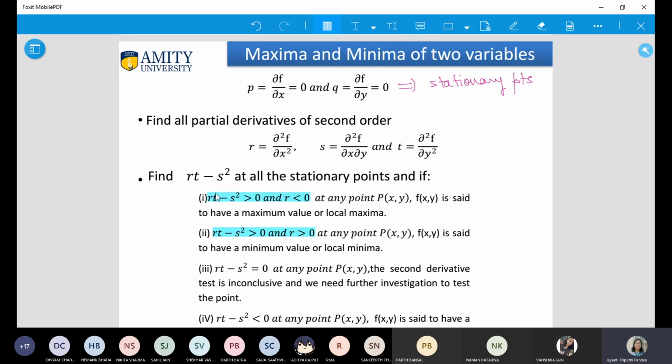That means this condition has to be fulfilled, that rt minus s square is greater than 0. And after this you will check for r. If r is negative, that means maxima. If r is positive, that means minimum. If rt minus s square is 0, then we cannot say anything about maxima or minima. The test is inconclusive. We will not be doing beyond this in this class. It is beyond the scope of your syllabus. If rt minus s square is less than 0, then neither maxima nor minima.